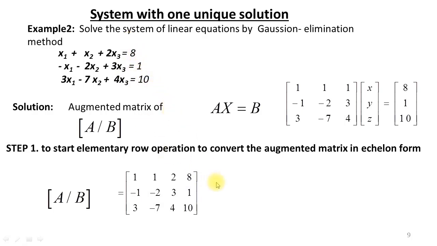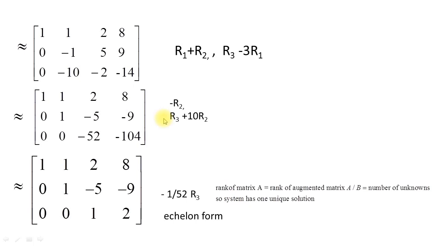Now, to solve this system by the Gauss-Jordan elimination method, first of all, convert this augmented matrix to echelon form by performing some row operations. First of all, add the second row with R1 and subtract 3 times R1 from R3. We obtain the similar matrix 1, 1, 2, 8, 0, minus 1, 5, 9, 0, minus 10, minus 2, minus 14. Now, multiply this R2 by minus 1 to obtain plus 1 in this diagonal.